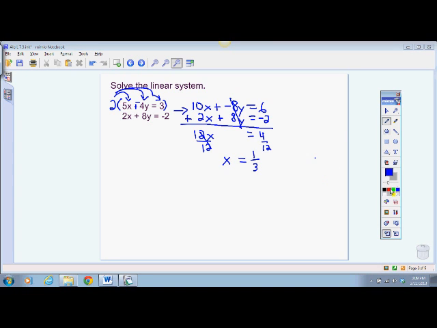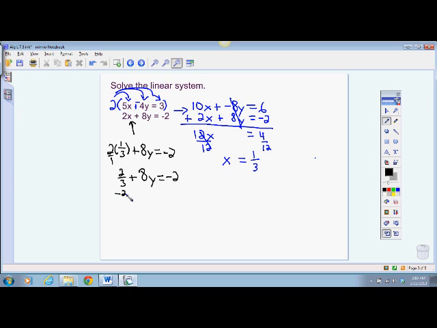So we're going to take this now, this 1/3, and we're going to plug it in for x. And you can plug it into either one of them. It doesn't matter. I'm just going to plug it into the second one here just for ease. And so I'm going to go 2 times 1/3 plus 8y equals a -2. 2 times 1/3, remember you can write as 2 over 1 if you want. That becomes 2/3 plus 8y equals -2.